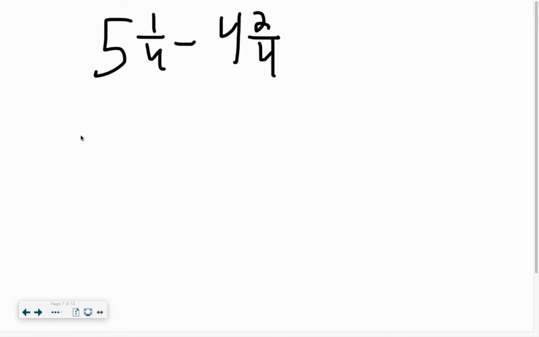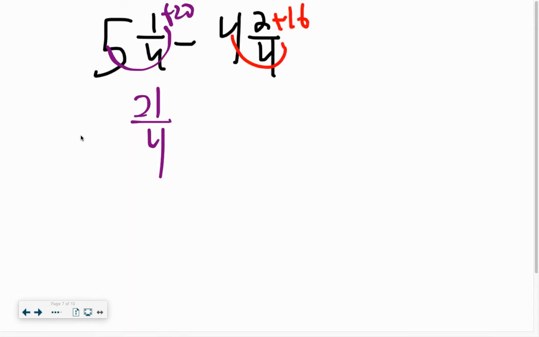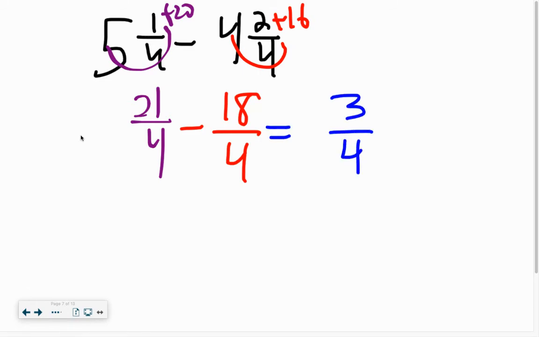Always remember that you can change these into improper fractions. Taking 5 times 4, that gives us 20. Add it to the top for 21/4. And then we will take this other whole number, the 4 times 4, to give us 16. Add it to the top. Gives us 18/4. Now when we subtract those, again, since we have that common denominator, that gives us our 3/4. Just like we got on the last one, just like we did with the borrowing.